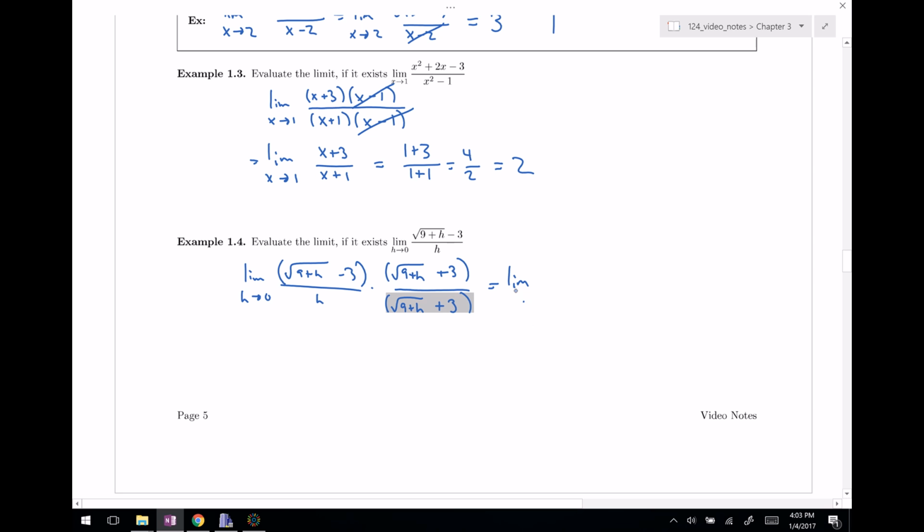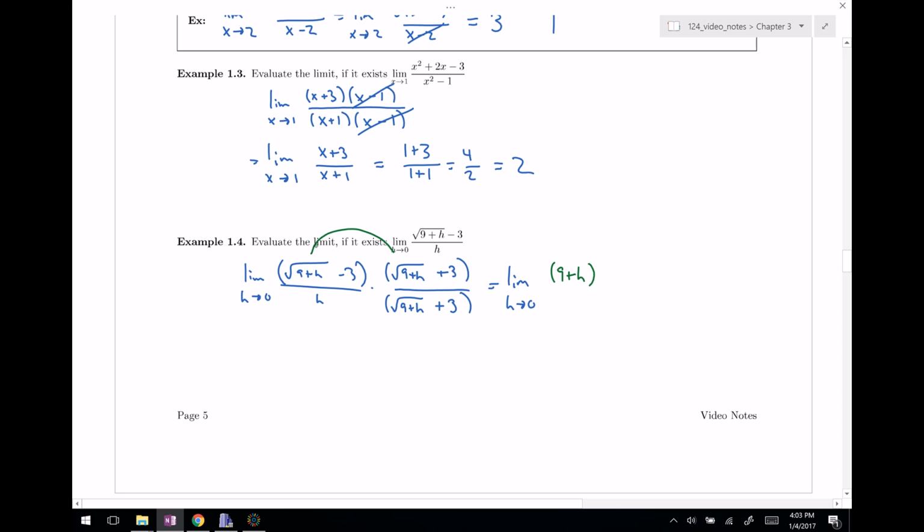So the limit as h goes to 0. And let me get out maybe a different color here. So firsts: square root of 9 plus h times square root of 9 plus h. That's going to be the square root of 9 plus h squared, so that's just going to be 9 plus h. All right, that's nice.